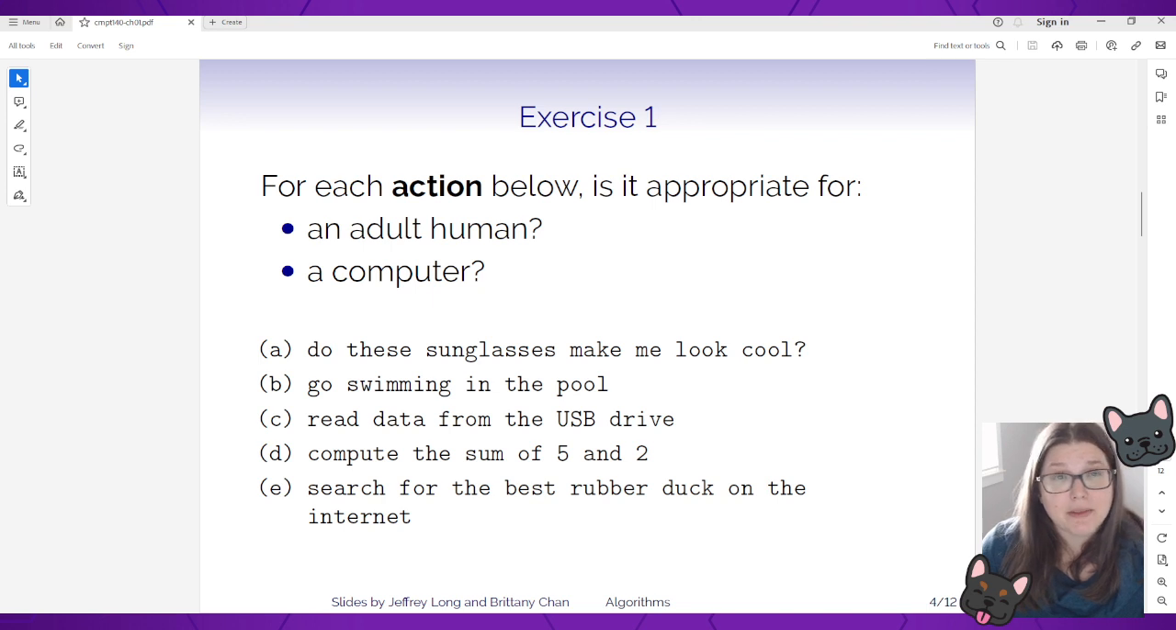And when we think about it from the human point of view, what does best mean? We're going to get into a whole philosophical debate about what best means. We need more information on that too, so really not self-explanatory in that sense either. So probably inappropriate for both an adult human and a computer as an action.